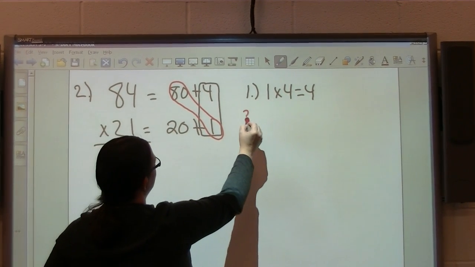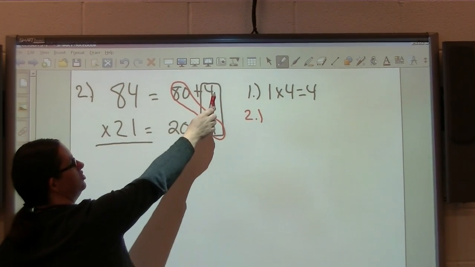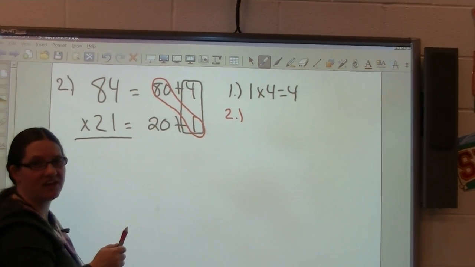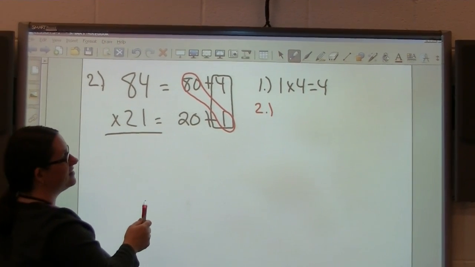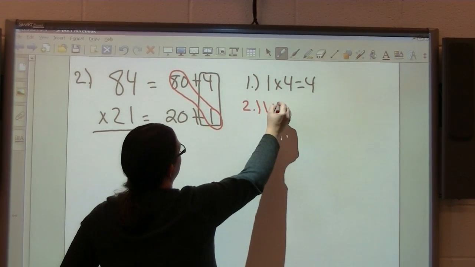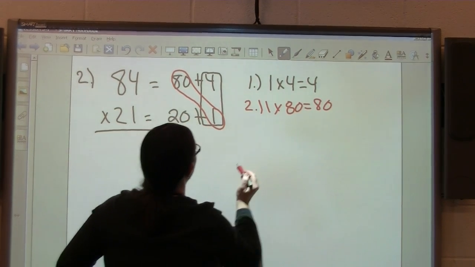Now, I'm sure somebody's going to ask, well, Ms. Sharber, do you have to use this one first? Could we use the 4 first and do 4 times 20 first? And what do you think that answer is? Yes, you can. That doesn't matter. So you can take 1 times, we have to do 1 times 80 to give us 80.